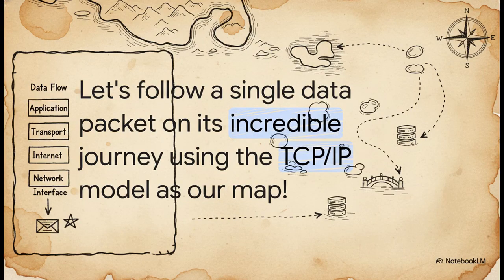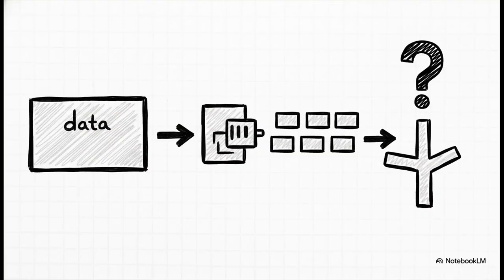All right, this is the fun part. Let's actually follow a single piece of your data, what we call a packet, as it goes on its amazing trip from your computer out across the wild internet all the way to its final destination. And we'll use our trusty TCP/IP model as the map. So our journey starts at the very top, in the application layer. That's your web browser, your email, whatever you're using.